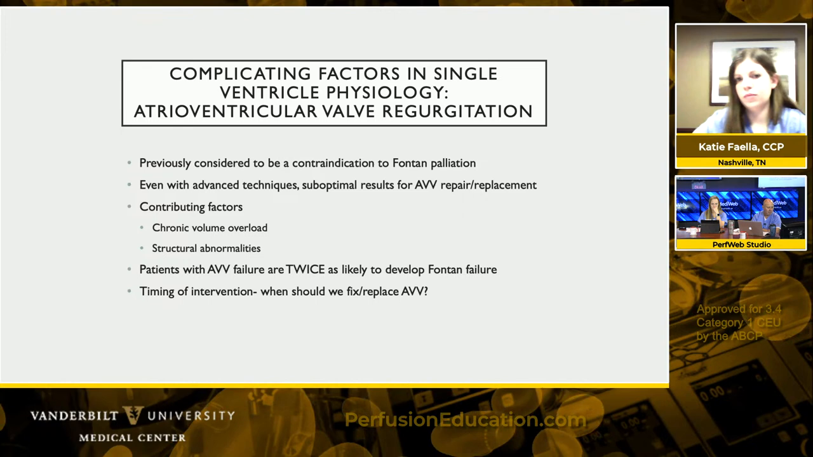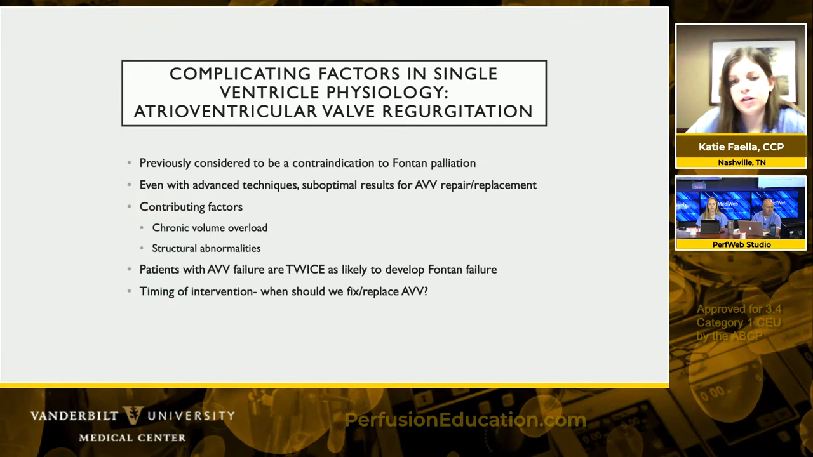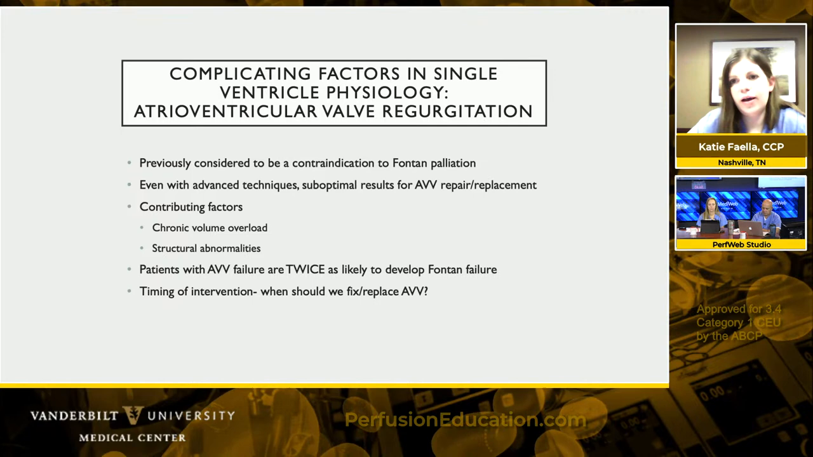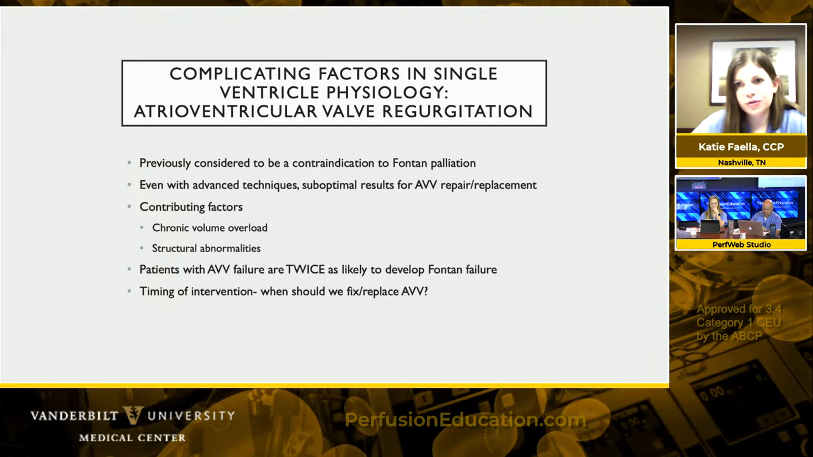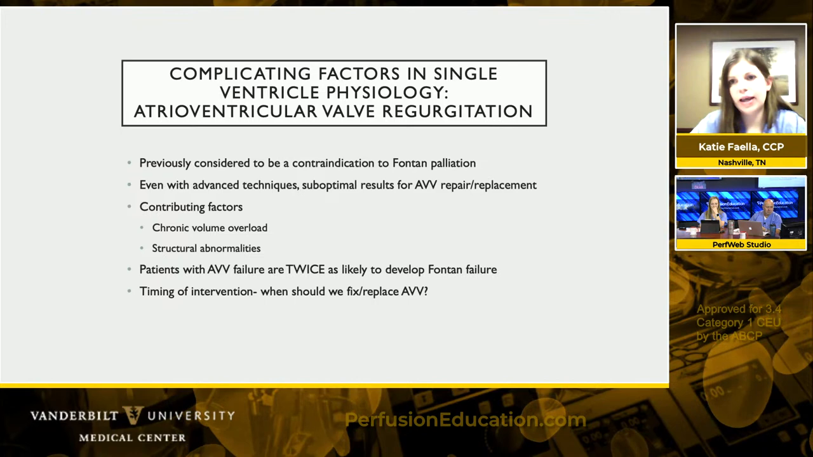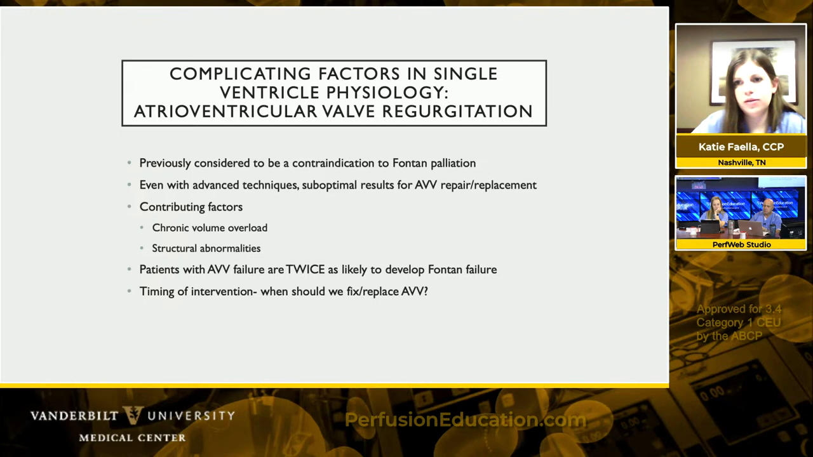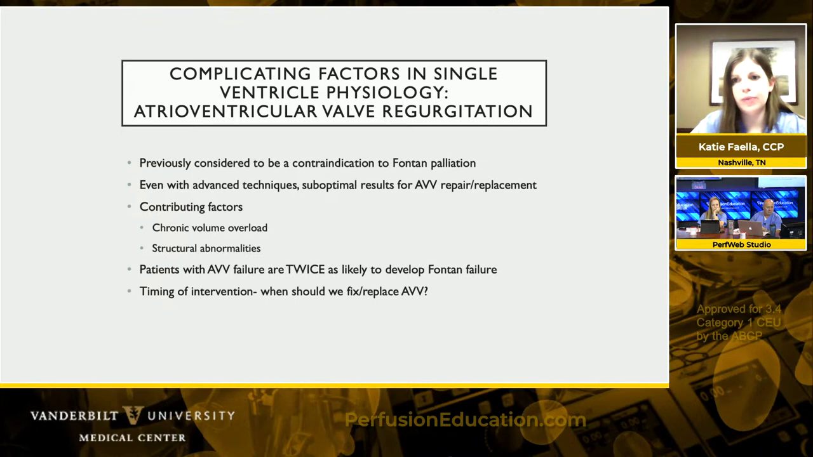Another big factor in how well your patient's going to do with the Fontan is the function of their atrioventricular valve. So if you have AV valve regurgitation, previously that was considered to be a contraindication to Fontan palliation. Remember, when you have a single ventricle heart, that single ventricle has to provide cardiac output to the whole body and really to the lungs as well. So if there is some regurg in that valve, that ventricle is going to have a really hard time providing enough output to the body and to the lungs.